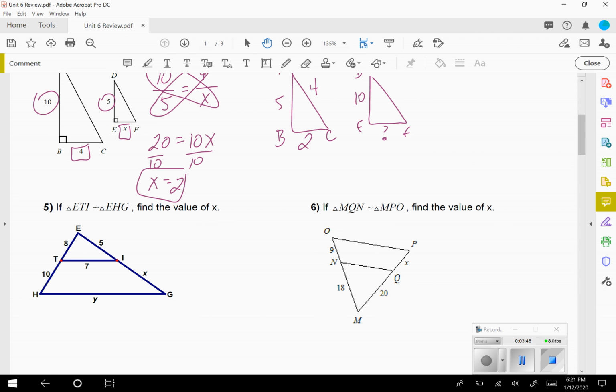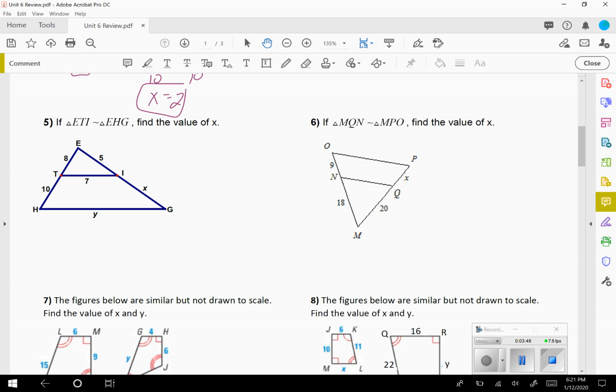Okay. Question number 5. It says if triangle ETI, so ETI is the top one here, is similar to triangle EHG, that's the big one, find the value of x. So whenever you have these, I always say draw them separately. Okay. So we have 8 here, 5, and then 7. That's the small one, ETI.